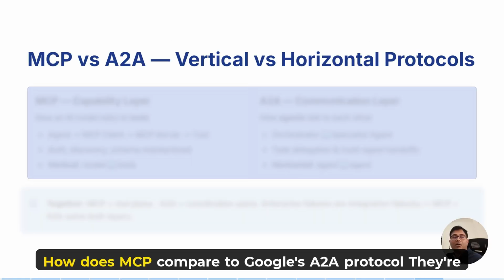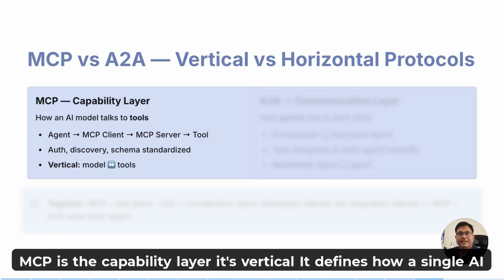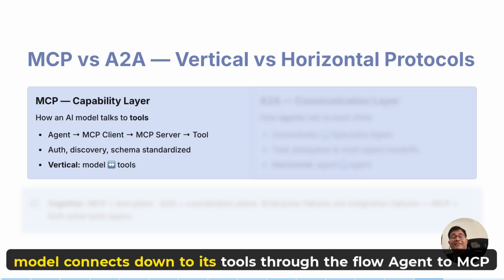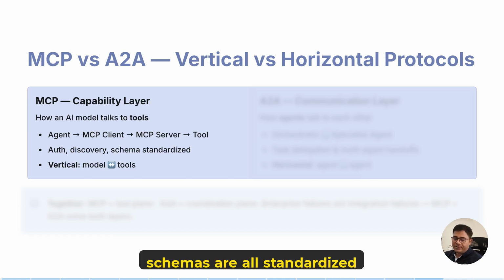How does MCP compare to Google's A2A protocol? They're complementary, not competing. MCP is the capability layer, it's vertical. It defines how a single AI model connects down to its tools through the flow: agent to MCP client to MCP server to tool. Authentication, discovery, and schemas are all standardized.